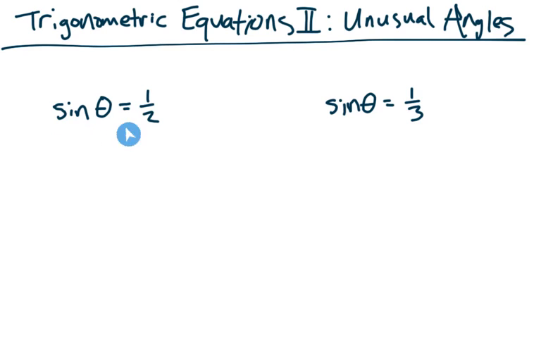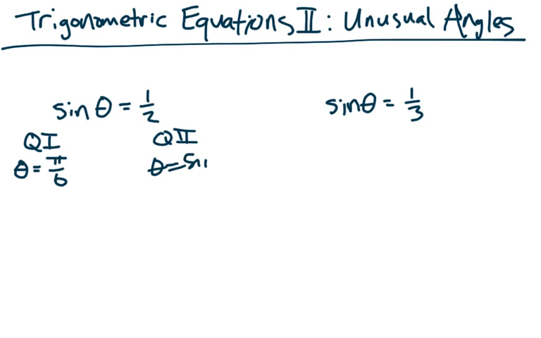When we do the example on the left, we say sine is positive in two quadrants, right? In the first quadrant and in the second quadrant. And in this case, theta could be pi over 6, and in this case, theta could be 5 pi over 6, because that's the angle in the second quadrant whose reference angle is this one. Now, if I ask for solutions between 0 and 2 pi radians, that's it.